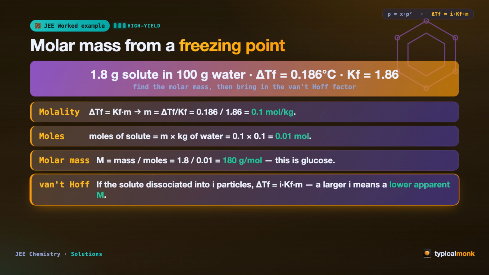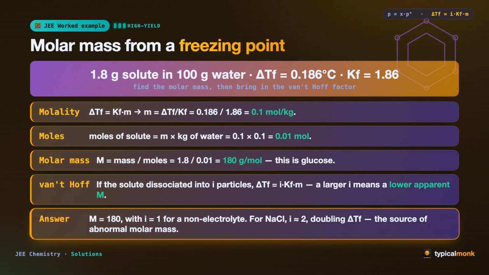Now, the van 't Hoff factor. If the solute had dissociated into i particles, delta Tf would be i times Kf times m, and a larger i means a lower apparent molar mass. So the answer 180, with i equal to 1 for a non-electrolyte. For sodium chloride, i is about 2, which doubles delta Tf, and that is exactly where abnormal molar mass comes from.